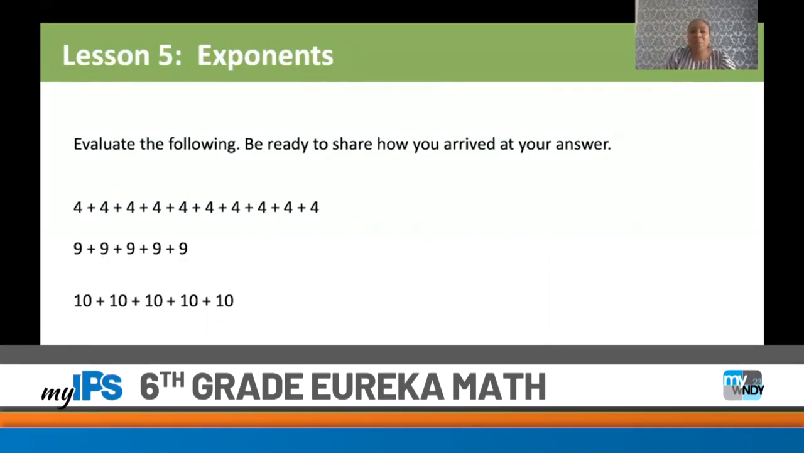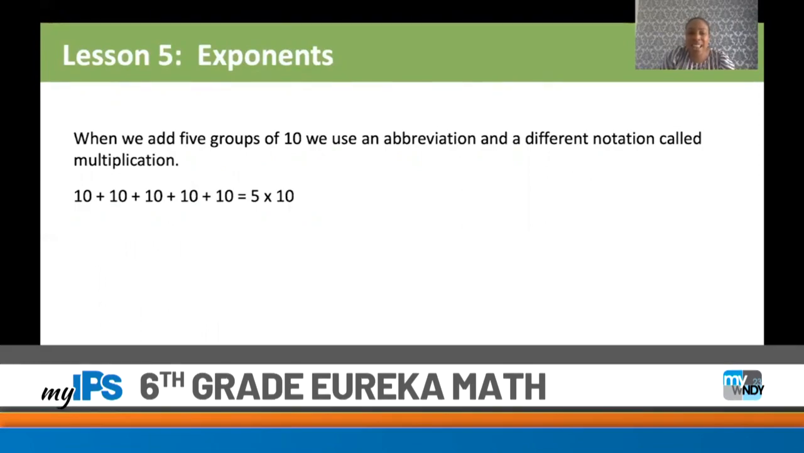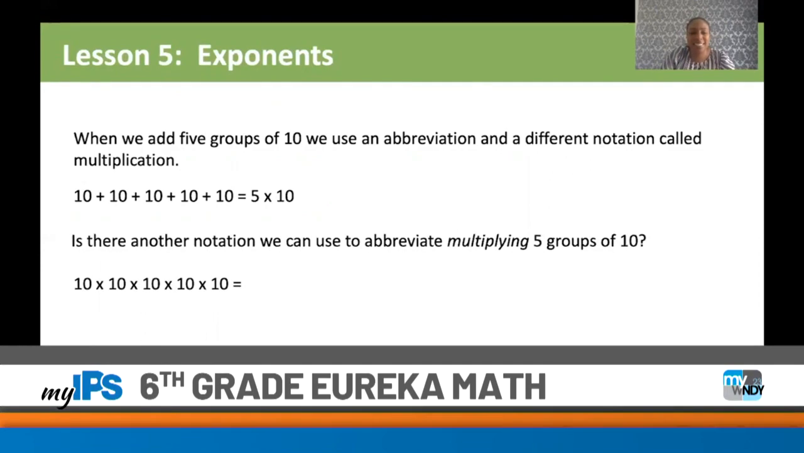Multiplication is a faster way to add numbers when the add-ins are the same. When we add 5 groups of 10, we use an abbreviation and a different notation called multiplication. 10 plus 10 plus 10 plus 10 plus 10 can be written as 5 times 10. Is there another notation that we can use to abbreviate multiplying 5 groups of 10? We see that when we add 5 groups of 10, we write 5 times 10. But when we multiply 5 copies of 10, we write 10 to the 5th power. So multiplication by 5 in the context of addition corresponds exactly to the exponent 5 in the context of multiplication.